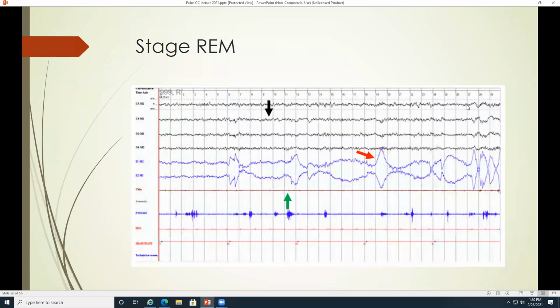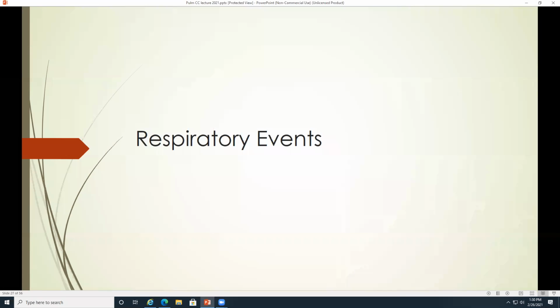So we'll have an example here. The black arrow is the low amplitude mixed frequency. The red arrow is the eye movements, and again, the sharp, pointy, jerky eye movements. And the green arrow is the low chin tone. But again, you're not going to see big movement on the chin, and it's hard to use something like this to compare without seeing earlier evidence from the same sleep study.